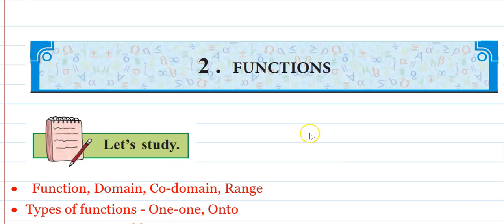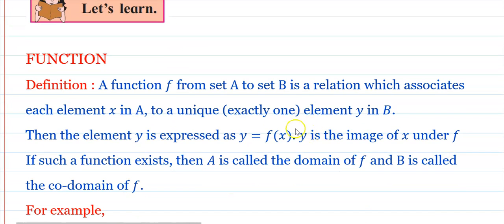Chapter number 2, functions. Okay, now let's learn. First, the definition of a function. What is the definition of a function? A function f from set A to set B is a relation which associates each element x in A to a unique, exactly one element y in B.